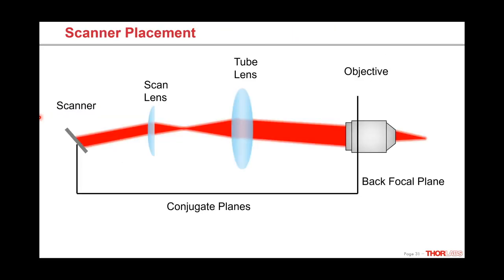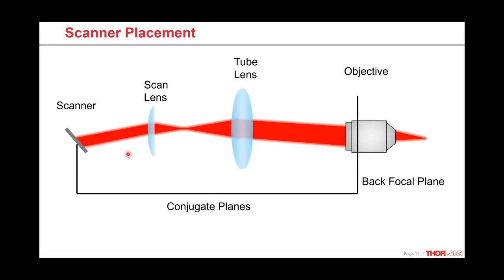All right, so before we move on, I'd just like to talk about scanner placement within the scan engine. We talked before about placing the scanner at the back focal point for the scan lens effective focal length. Now, in a properly aligned scan engine, that will place the scanner close to, if not exactly at, the back focal plane of the objective.